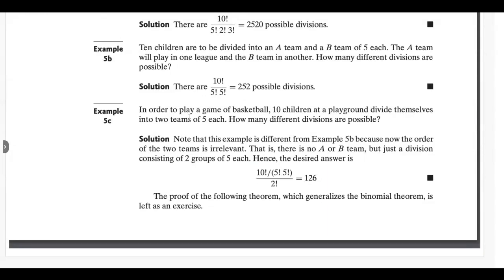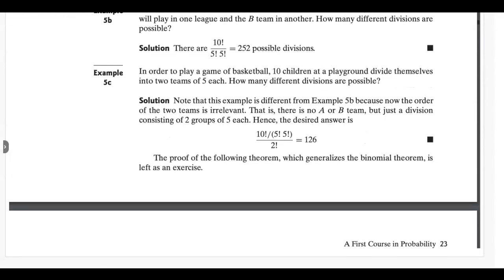So as long as you divide it into two teams of five each, it doesn't matter in which team. That's why we have 10 factorial divided by 5 factorial divided by 5 factorial, then we divide by 2 factorial, right? Because in 5B, we permuted two things. Here we did not. So we divide by 2 factorial, which gives 126. If anyone has any questions, feel free to stop me at any time, okay?